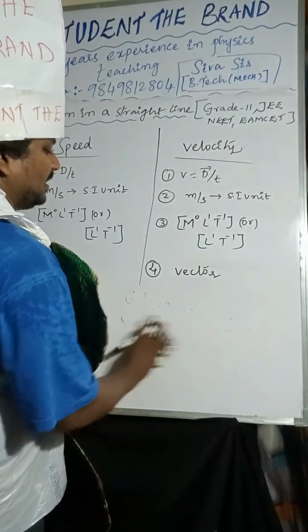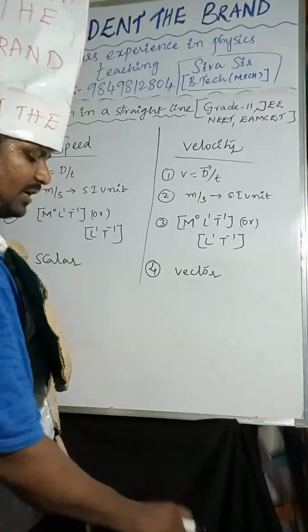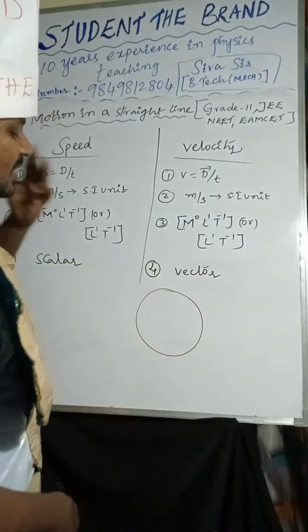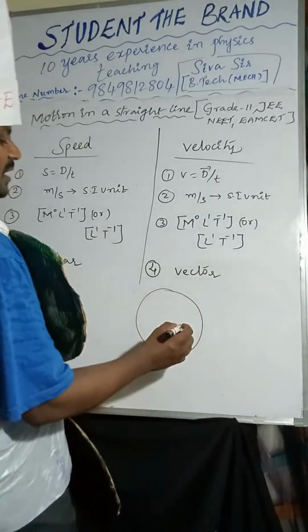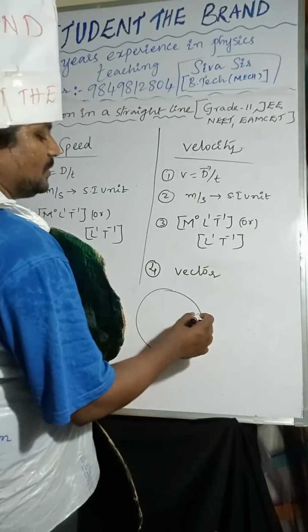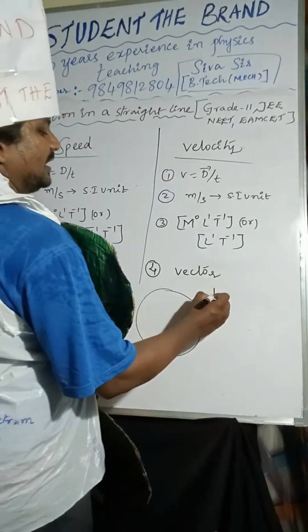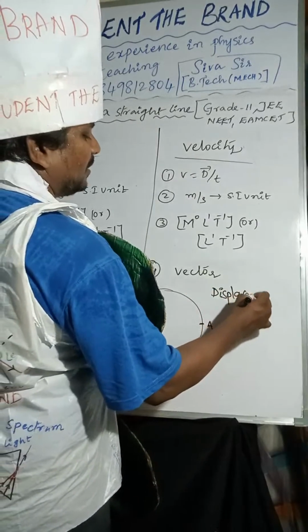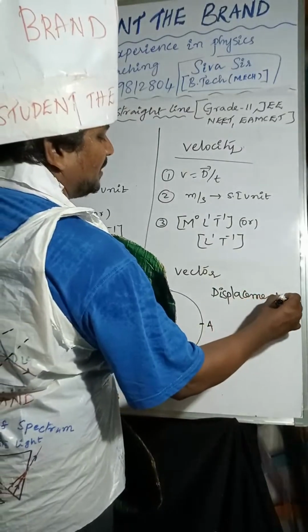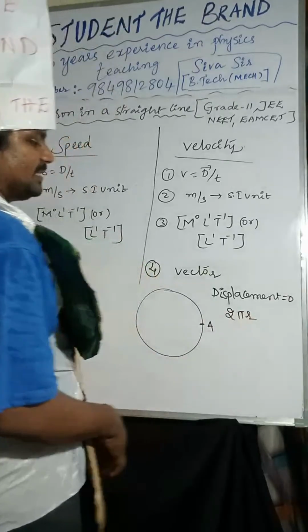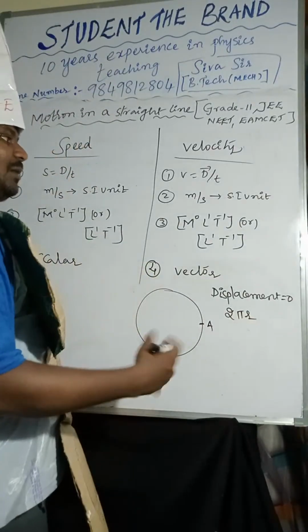So the object is moving in a curvilinear motion, that is nothing but circular motion. If the body starts from A and reaches the same point, then displacement becomes 0. But distance will be there. Distance is 2 pi r. Okay, and one more condition.